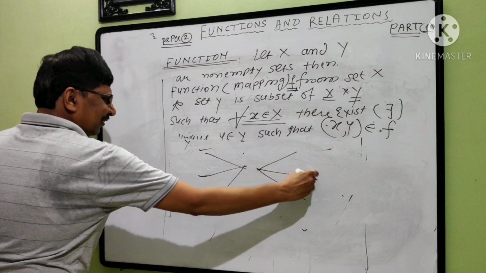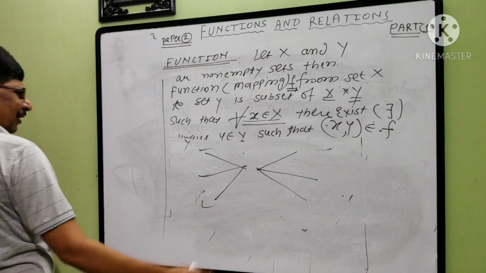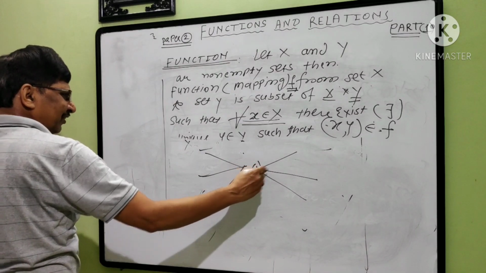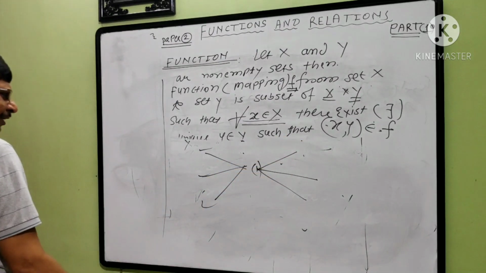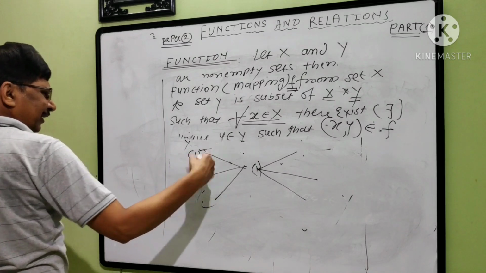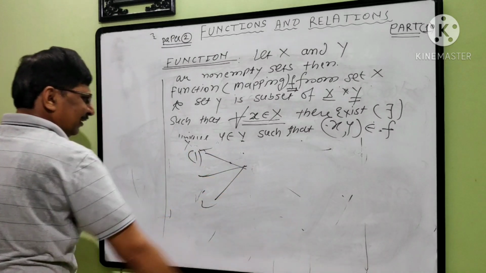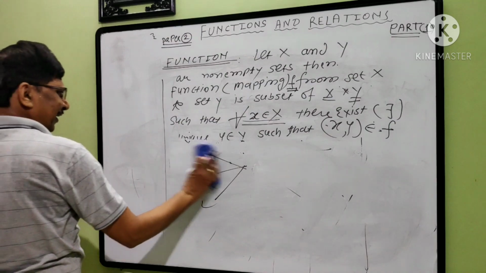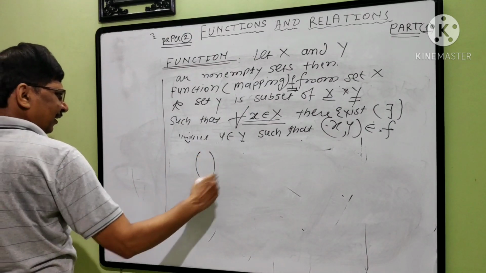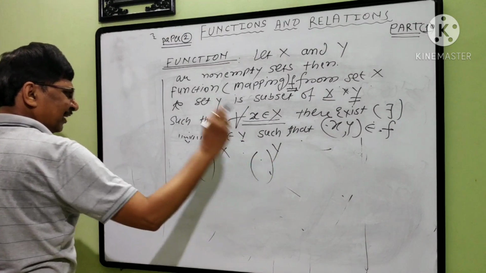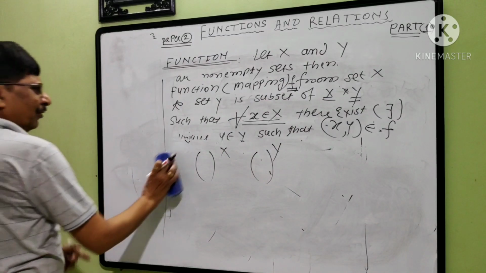But like this, this is not a function. Definitely not. Why? Because one element is related to more than one. Here it is possible that one element is related to one. But the first thing is, every element of X must be related to a unique element of Y. Okay.